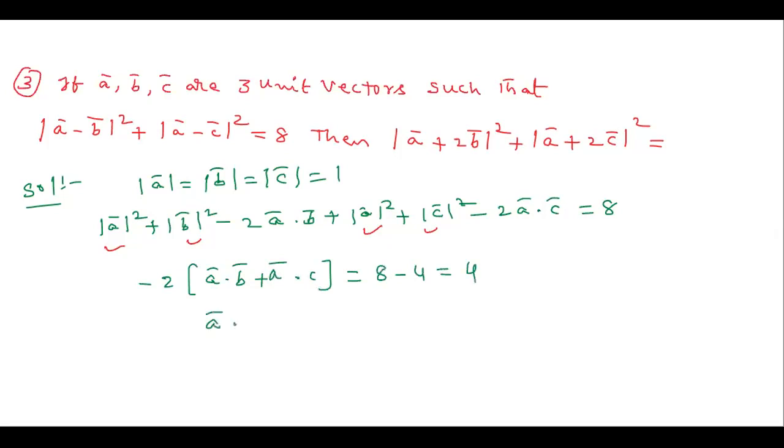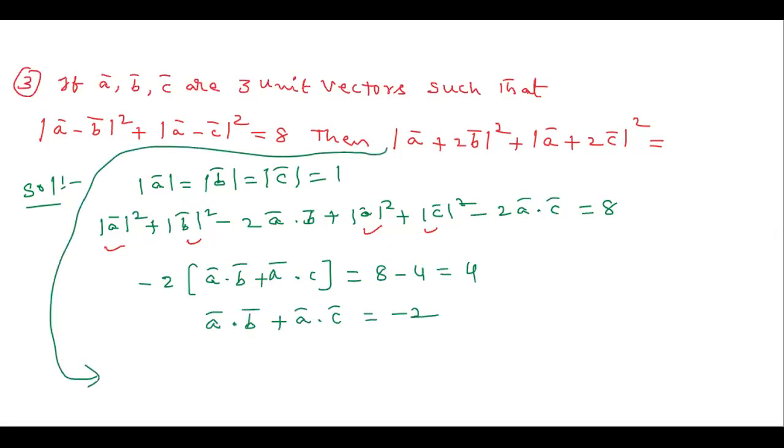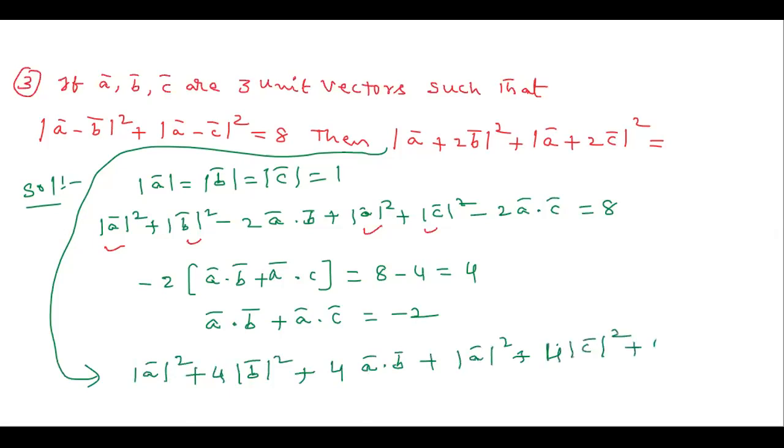Finally we get A dot B plus A dot C value is minus 2. Now this question can be expanded here. Mod A plus 2B whole square, what do we get? Mod A square plus 4 into mod B square plus 4 into A bar dot B bar, plus the second term: mod A square plus 4 mod C square plus 4 A bar dot C bar.